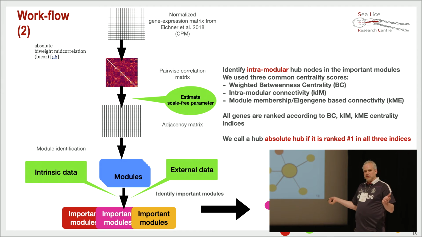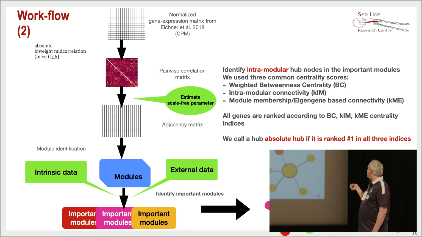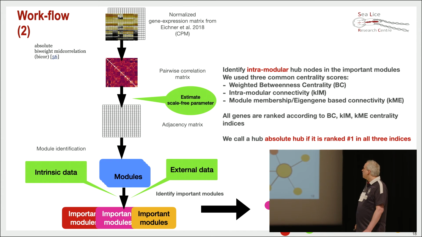Because, I mean, there are lots of hubs maybe in these networks, but there are also lots of modules. So which module is important? That was our idea. So identify important modules and then identify the hubs in these important modules. And yeah, we use different centrality measures. I don't have time to go into detail here. We use 3. We call an absolute hub a hub that is ranked 1 in all 3 centrality indices. And these are quite commonly used. Okay?